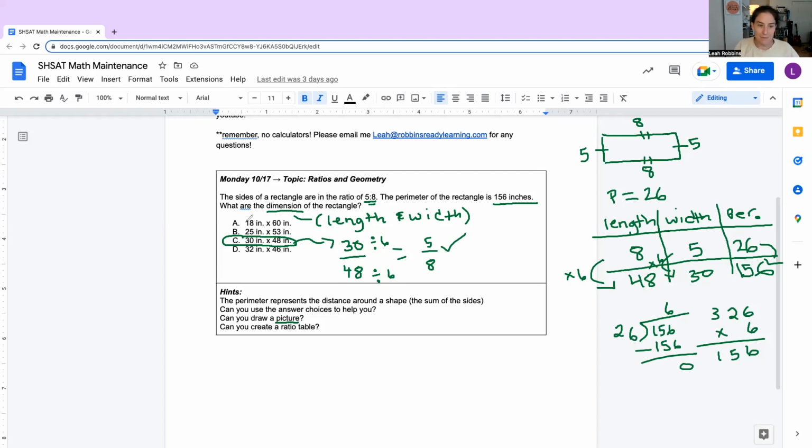I would also double check to make sure that these side lengths give me a perimeter of 156 if I was only using the answer choices as my option, because it could so happen that they give you a pair of sides that have the same ratio but not the same perimeter. They could also ask you for the area. And so this method here is good for the area because then you would just know that you would have to multiply 48 times 30. So I like ratio tables because it gives me all the information that I need. It allows me to see and feel the values, and I would just take it from there.